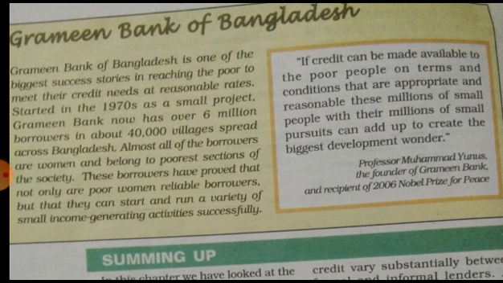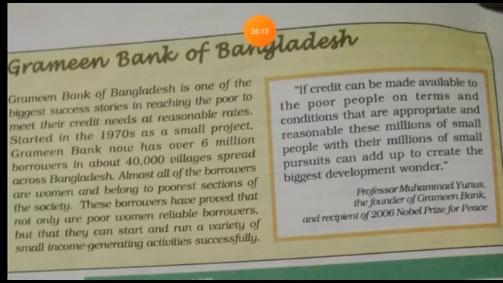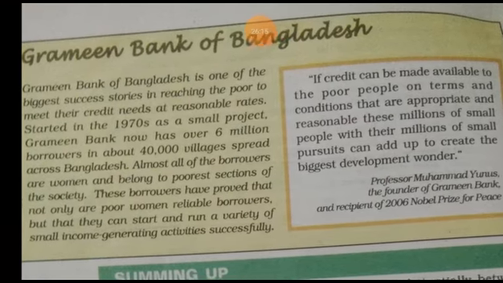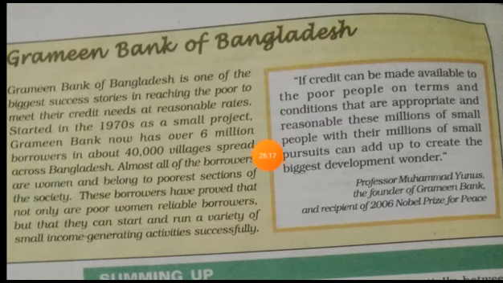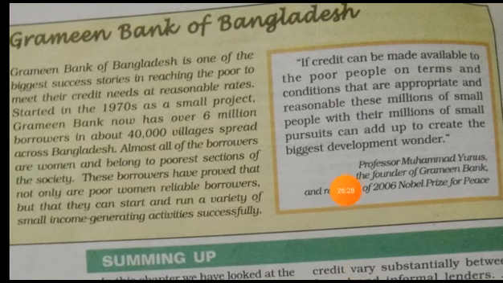Here Grameen Bank of Bangladesh is one of the biggest success stories. It is the biggest success story in reaching the poor to meet their credit needs at a reasonable rate. This bank started in 1970 in the form of a small project. Grameen Bank now has over 6 million borrowers.